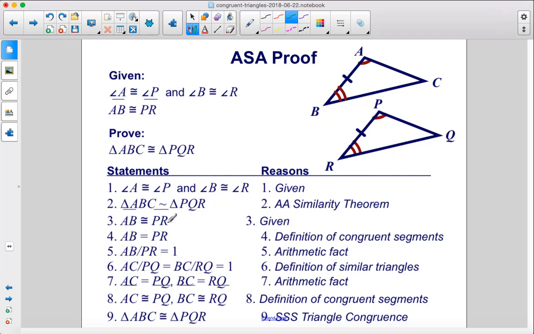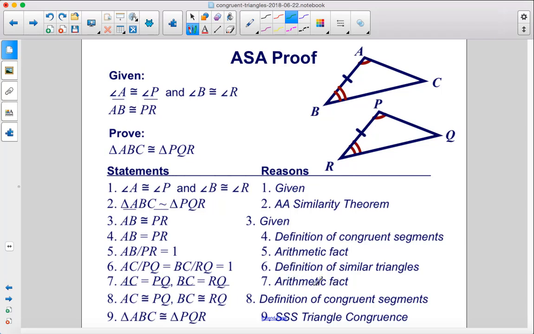This is also given that these line segments are congruent, therefore they are equal because that's the definition of congruent segments. It's an arithmetic fact that if you have one over the other, it equals 1. And the definition of similar triangles states AC over PQ equals BC over RQ equals 1 because this is the definition of the ratios of proportions in similar triangles.